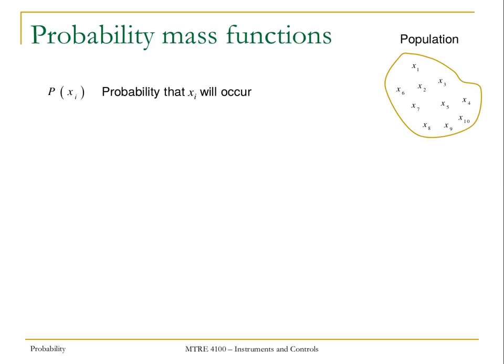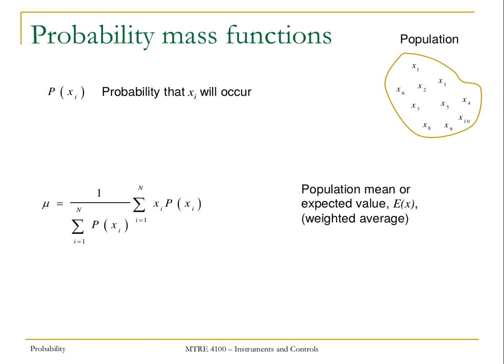Probability mass functions. Again, this is the probability function for a discrete variable. And it's given by this notation, probability that event xi will occur, or that we will have a value xi. The average value, or the expected value for this population, is called the mean. And since the sum of all the probabilities is 1, then the mean is given by this sum here. It's the weighted average of all the values. So the sum of all the values multiplied by the probability for each value.